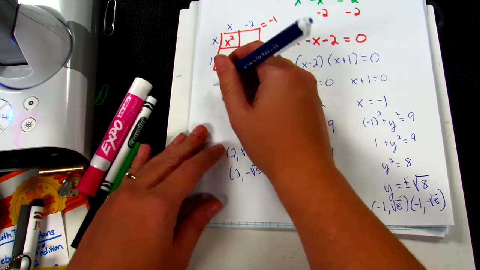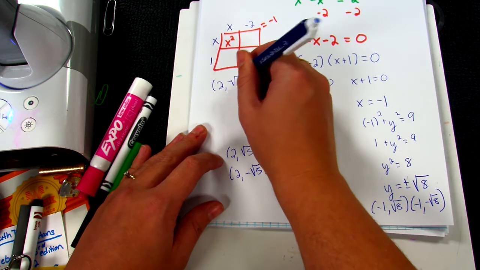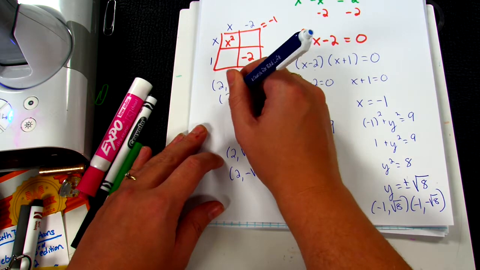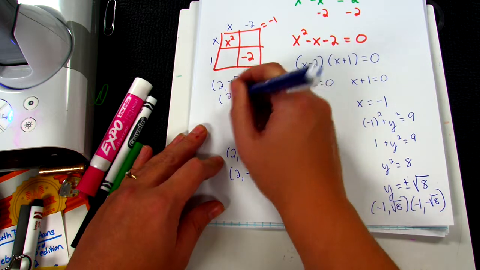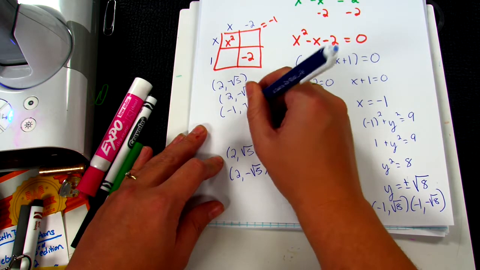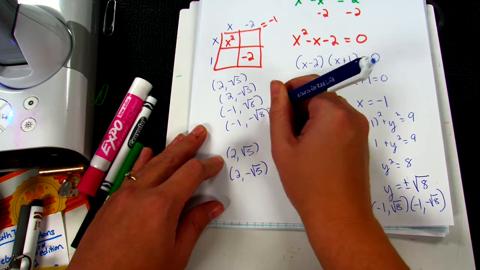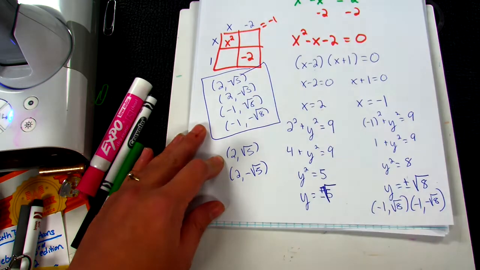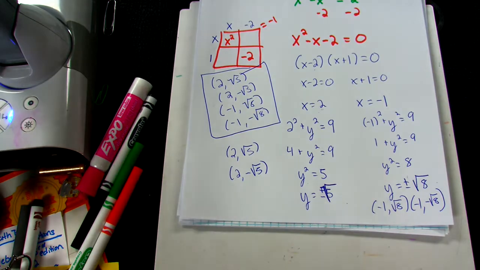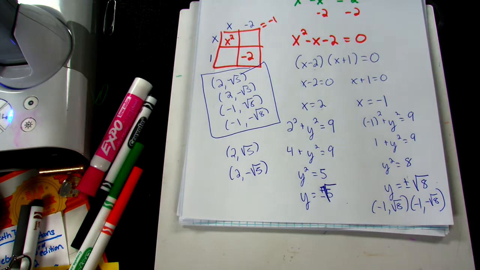We got 4 answers. So our 4 answers, we get 2 square root of 5, 2 negative square root of 5, -1 square root of 8, -1 negative square root of 8, right? So those are our 4 answers. All right. One more example.